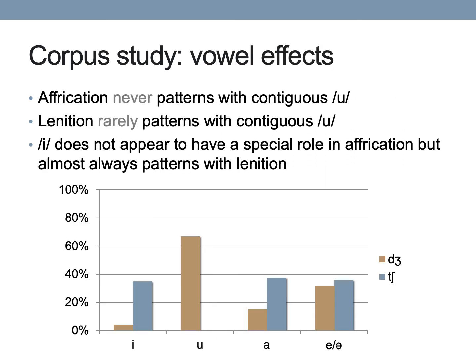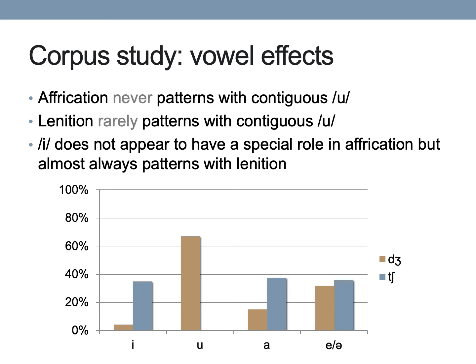As far as the effects of vowels are concerned, in agreement with previous studies, the back vowel u always inhibited affrication. There were no tokens with the voiceless affricate in contiguity with u. Interestingly, the reverse was true of the voiced affricate. Despite the strong overall preference for the y variant, lenition did not apply in over 60% of cases with the back vowel present.